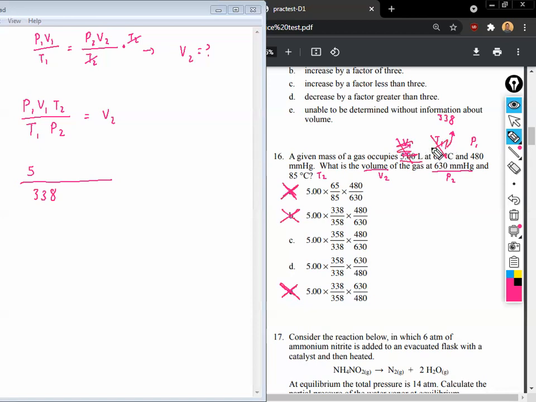Now let's look at P1. P1 is 480. Does 480 go on the top or on the bottom? Yeah, top right here, P1, good job. So that means 480 goes on the top. So if we take a look at this, we have 480 on the top, 480 on the bottom. So we don't even need to solve the rest of the question. We already know the answer is C, okay? And you don't have to finish it up because you already have the answer.